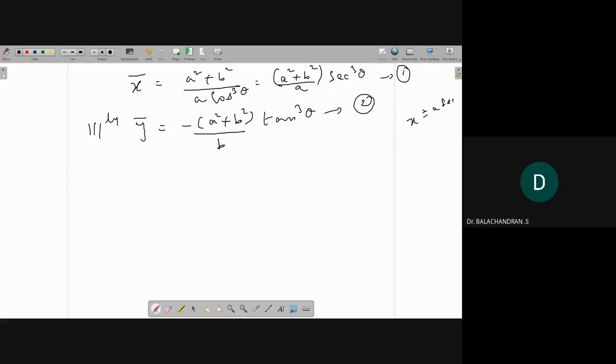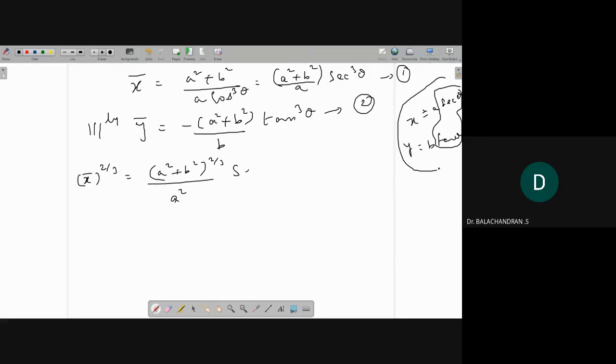X is equal to a secant theta and y equal to b tan theta. The relation connecting secant and tan is secant square theta minus tan square theta equal to 1. So I need secant square theta, that's why I'm going to take whole power 2 by 3 on both sides. So x bar whole power 2 by 3 equal to a square plus b square whole power 2 by 3 divided by a square, here secant square theta. So from this I have secant square theta equal to (a x bar) whole power 2 by 3 divided by (a square plus b square) whole power 2 by 3.